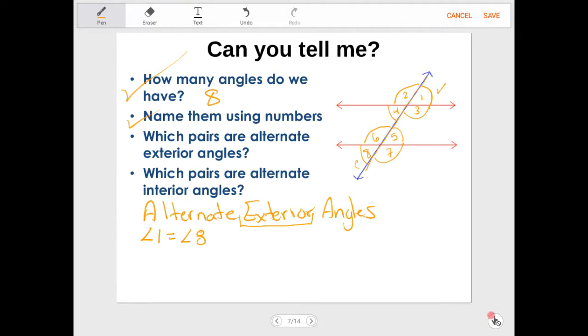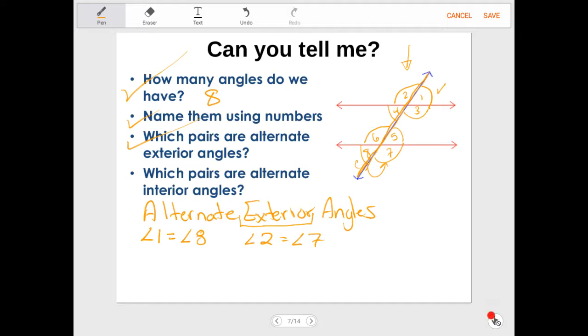What else do they want? Oh, I guess they wanted to know the other pair of alternate exterior angles. I haven't done that yet. The other angle on the exterior of the parallel lines would be angle 2. To find its match, we would travel down the transversal and come out of the parallel lines and flip to the other side, and that would be angle 7.